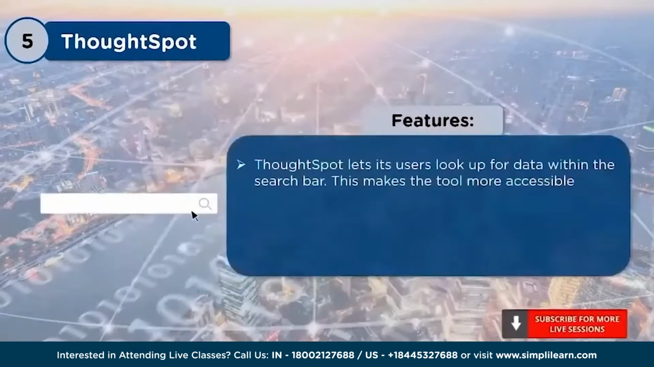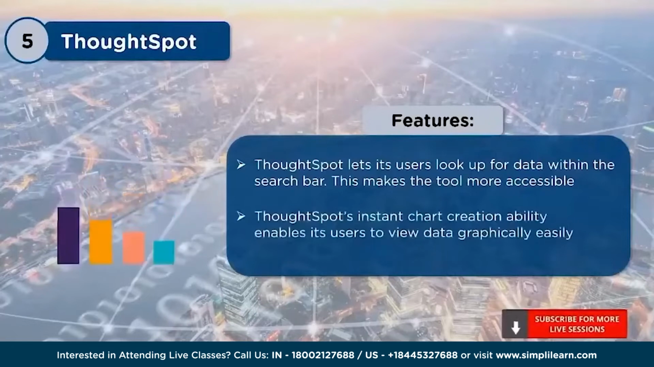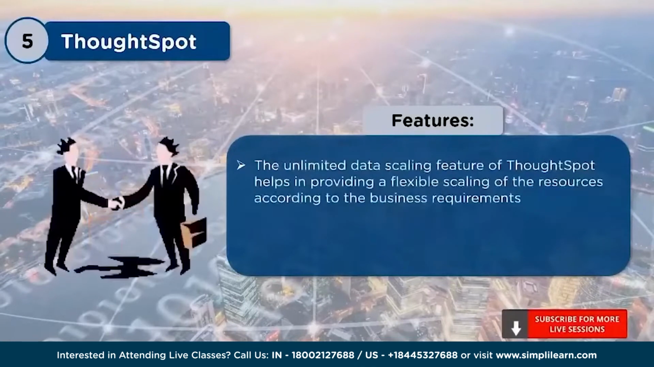ThoughtSpot is a search-driven solution, that is, the users can find insights through an interface known to everyone, that is, search. This makes the tool more accessible. The Spot IQ engine also uses artificial intelligence in the form of algorithms to identify and display insights like trends and causal relationships. Instead of going through a number of different procedures to create a chart, ThoughtSpot's instant chart creation ability lets users automatically view data graphically. With just a few mouse clicks, you can generate a visually appealing story.